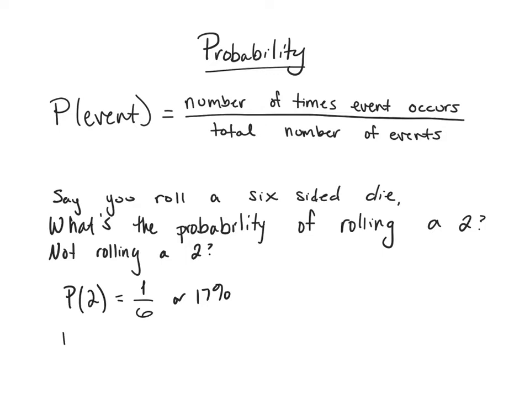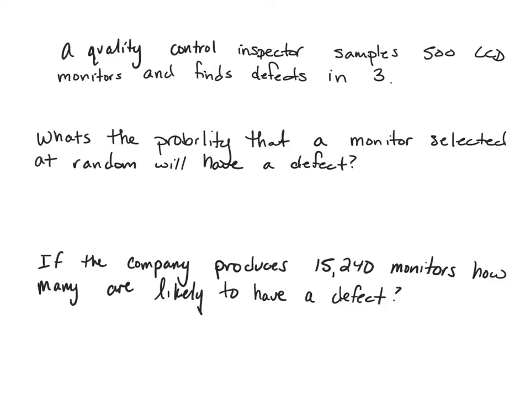Not rolling a 2, right? If I say the probability of, let's just say, not 2, well, if it was 1 out of 6, I can find what's called the complement, and that probability is going to be 5 out of 6, right? So number of times that event that we want occurs out of the total number of events. So I can look at this and say, okay, if I can find the probability, how can I use that to predict something?